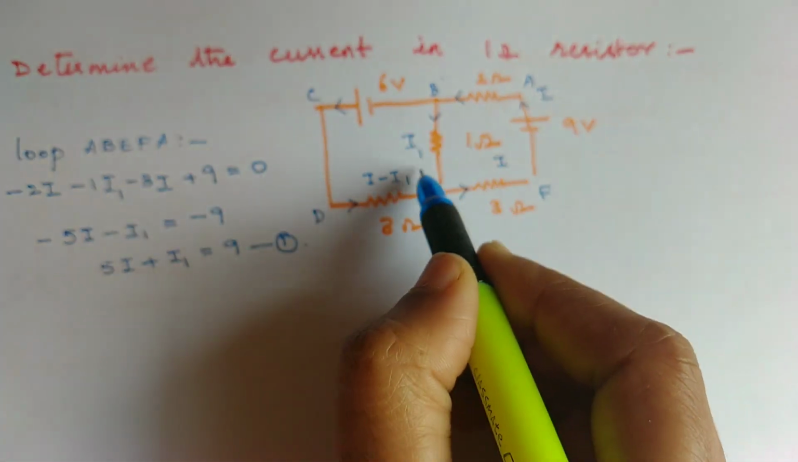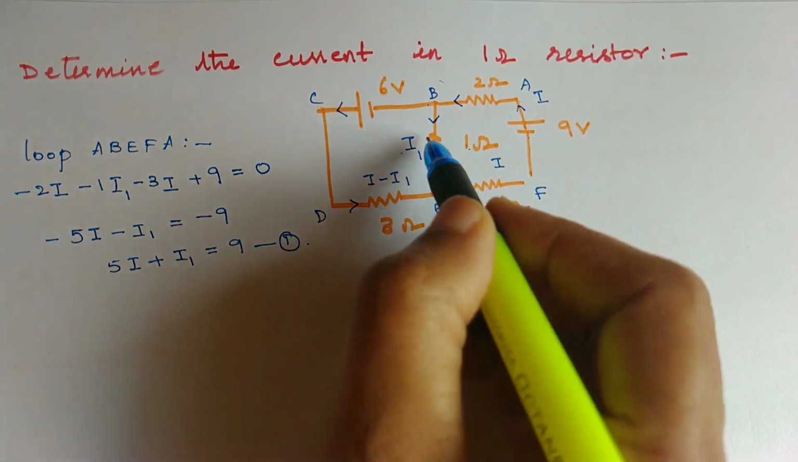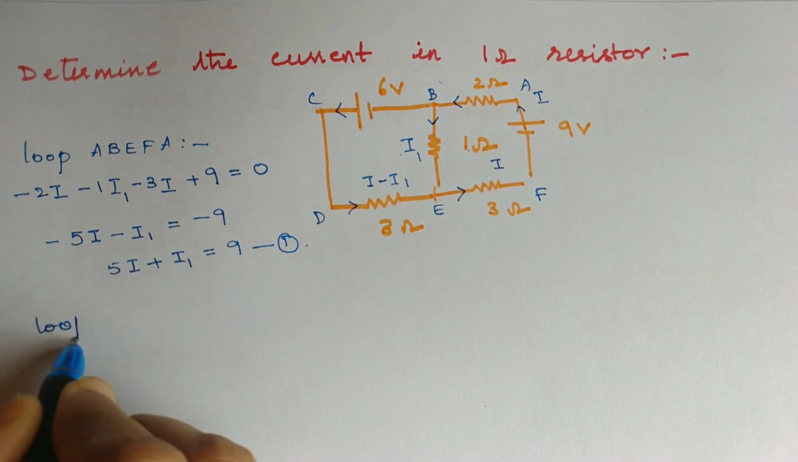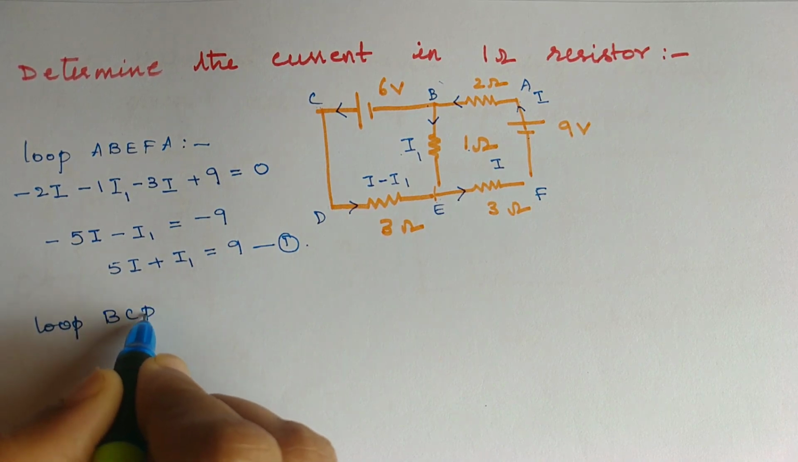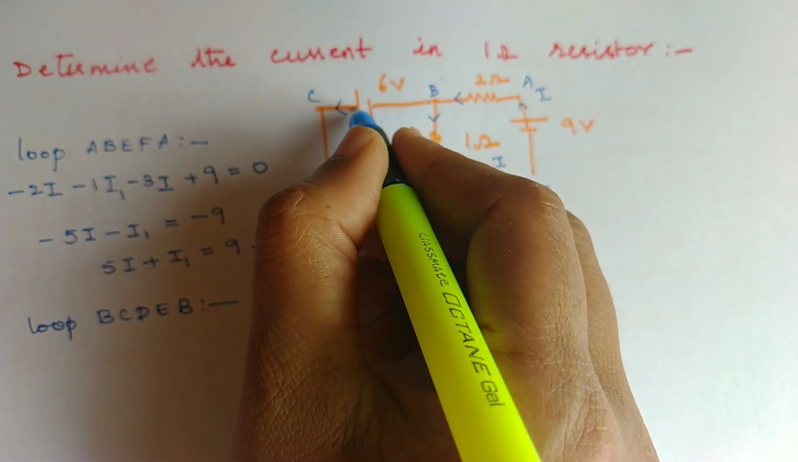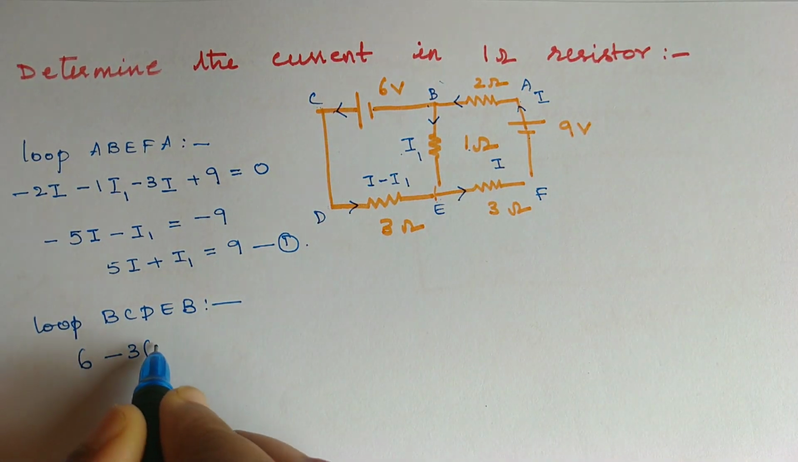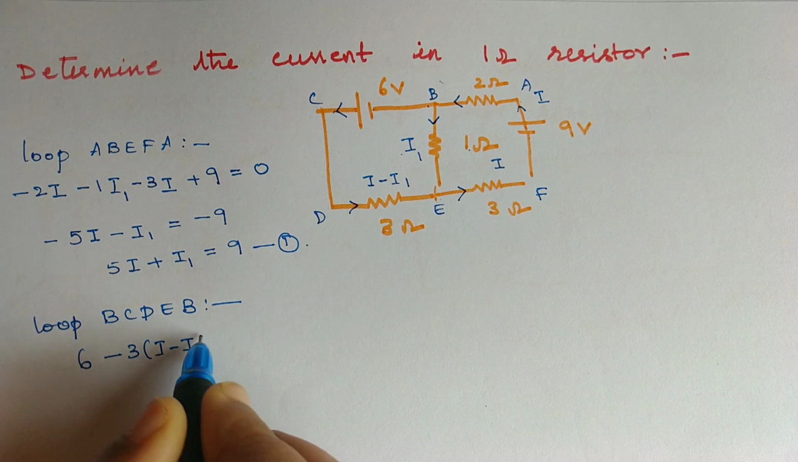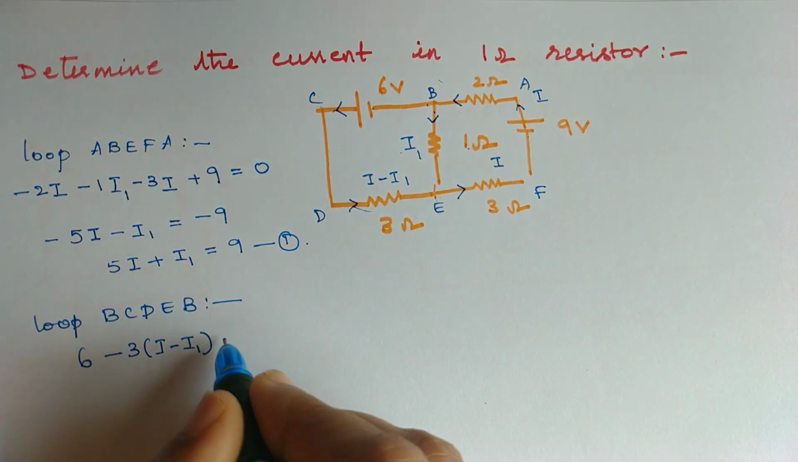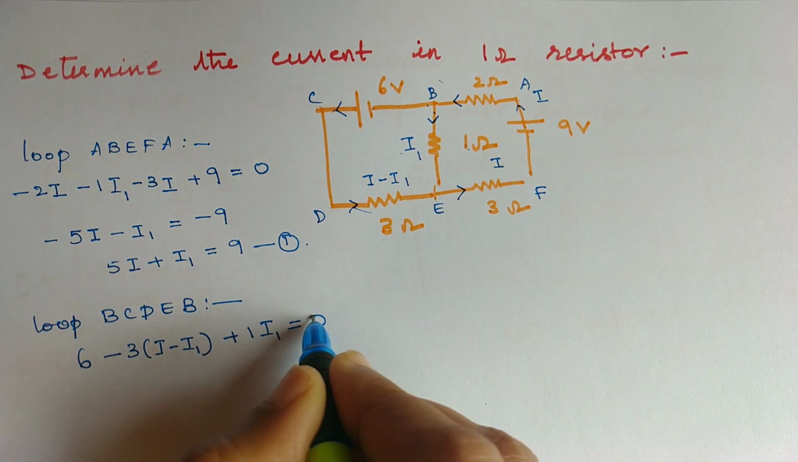Now for the second loop, I will apply the Kirchhoff law. B to C, C to D, D to E and E to B. So for the loop B, C, D, E and B, start from B to C, negative to positive. In the direction, minus 3 into I minus I1. Opposite to current, so plus 1 into I1 should be 0.